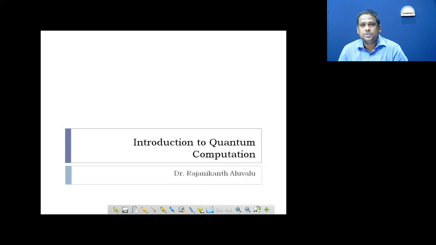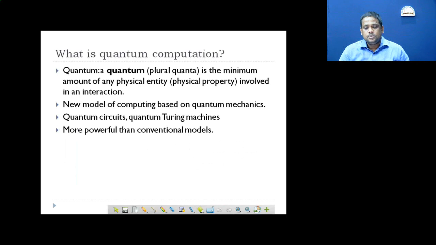Today I will be discussing the introduction to quantum computation. So moving on, what exactly is quantum computing, and how is it different from the existing binary or digital computing world? First of all, what exactly is a quantum? The quantum is the minimum amount of physical entity that is involved in an interaction, maybe in terms of communication, or in terms of the movement of data or signals. In plural, the quantum is called quanta.